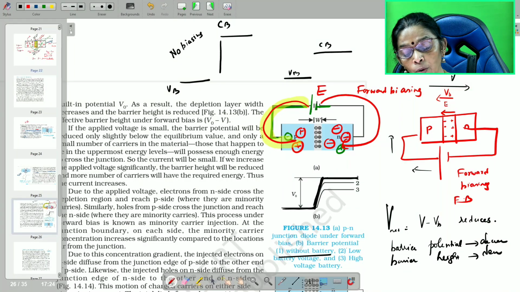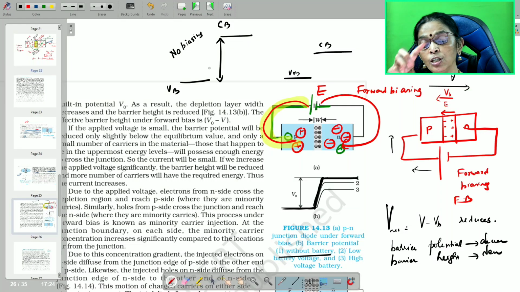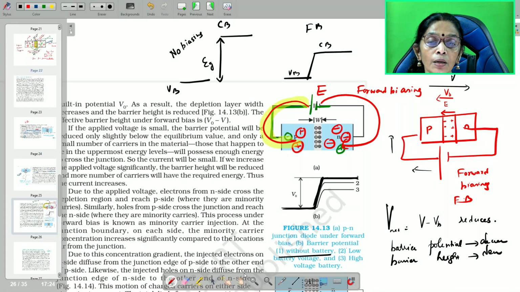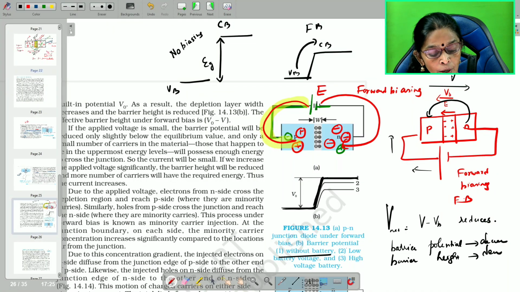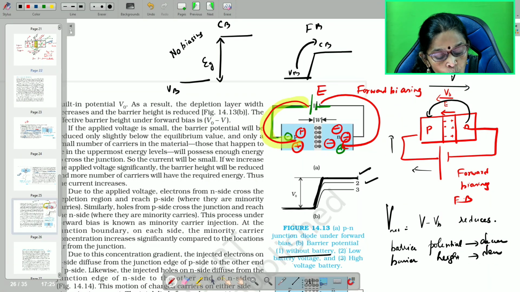Now, look at that width. Earlier it was this much energy gap. Now, what happens? Due to forward biasing, the energy gap reduces. The valency band and conduction band are close to each other. Therefore, the electrons from the valency band move to the conduction band and conduction is easily possible. Or you can say electrons from the N side move to the P side and conduction is highly possible. So, without battery is 1, low battery voltage is 2, and with high battery voltage the gap reduces still more.